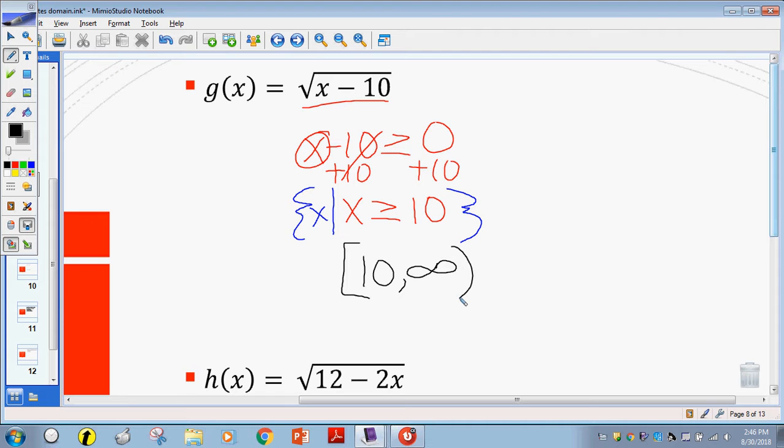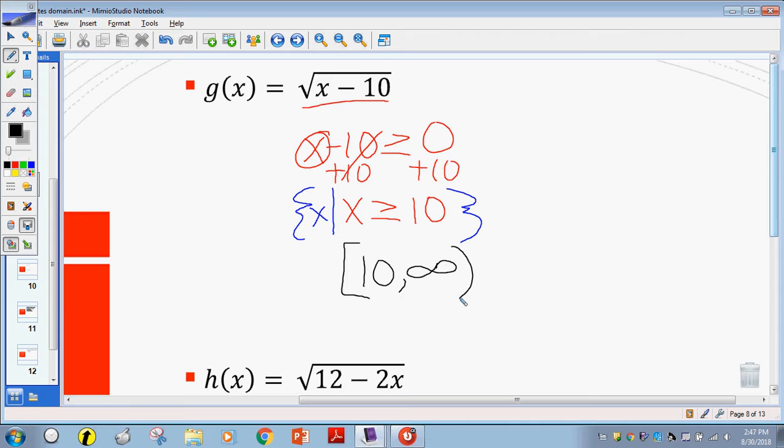Got it? So anytime there's infinity, if there's negative infinity on the left, you're going to use a parenthesis. If there's positive infinity on the right, you're going to use a parenthesis. For infinity, it's always parentheses, no matter what, because you can't include infinity because it doesn't have a defined stopping point. It goes forever. So for a square root, it's going to be a bracket and a parenthesis, or it could be a parenthesis and a bracket. Okay.